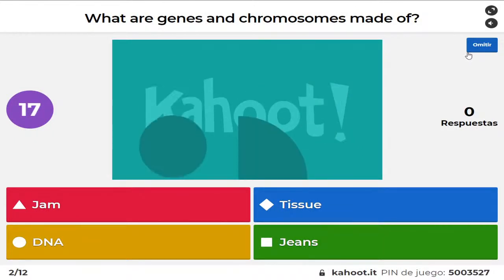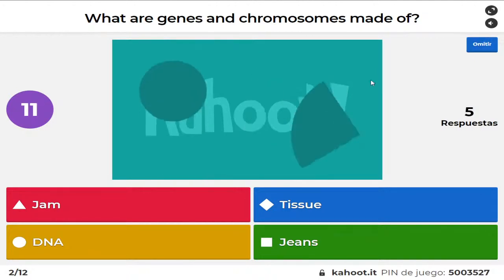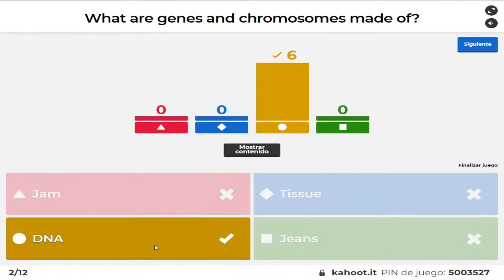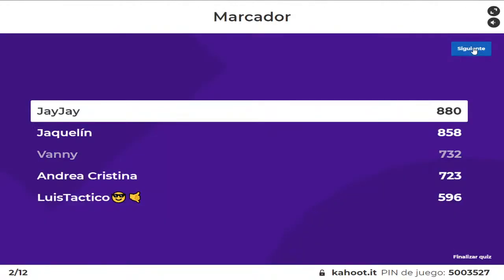What are genes and chromosomes made of? Oh, this one is so easy. Germs, tissues, DNA, or genes? DNA, yes, remember our favorite molecule of the unit. DNA. Let's see if JJ is winning.